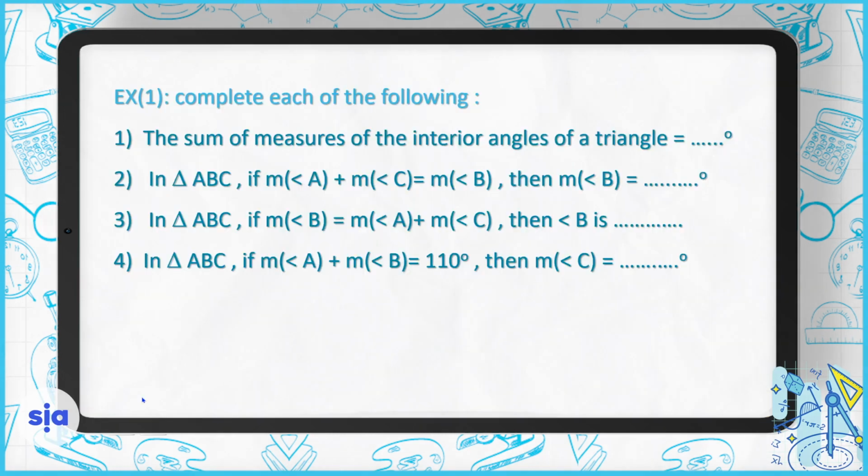Let's move on to exercise number 1. The sum of measures of the interior angles of a triangle is, excellent, 180 degrees. In triangle ABC, if the measure of angle A plus the measure of angle C is equal to the measure of angle B, then angle B is a right angle, then its measure is 90 degrees. Question 3. In triangle ABC, if the measure of angle B is equal to the measure of angle A plus the measure of angle C, then angle B is a right angle.